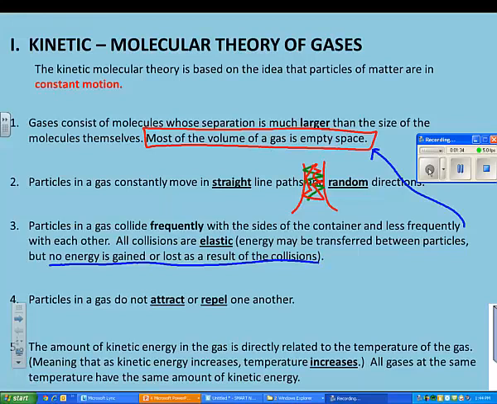Number 4, particles in gases do not attract or repel. That also means typically they do not bond. Then number 5, the amount of kinetic energy is directly related to temperature. What that means, down there at the bottom, is that as kinetic energy increases, temperature increases. So that means temperature is a measurement of speed. It's just how fast the molecules are going. So the higher the temperature of a gas, the faster those molecules are going. So make sure you understand all that. It'll play a big role in what we do from here on out.